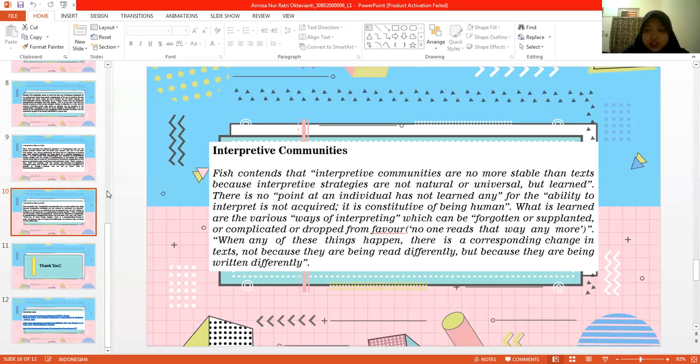No one reads that way anymore. When any of these things happen, there is a corresponding change in text, not because they are being read differently, but because they are being written differently.